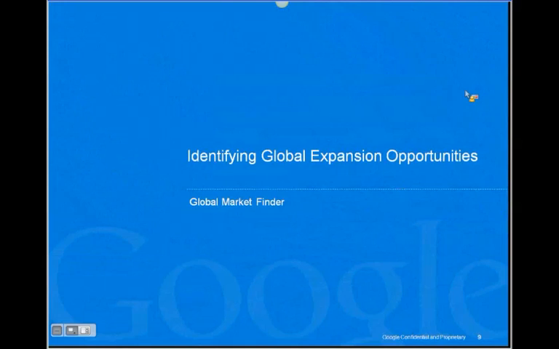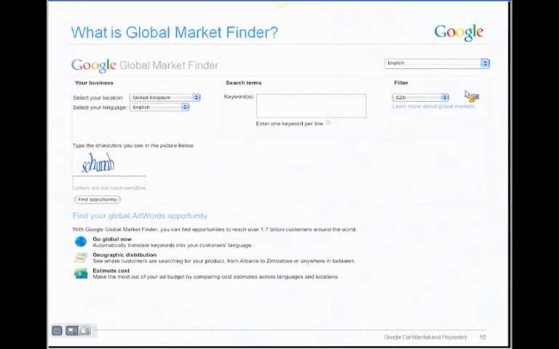Thanks, Sarah. Okay, so let's see how Global Market Finder can help you identify export opportunities. To help you identify export opportunities, Google have created a new tool called the Global Market Finder. This is a comprehensive online platform to help AdWords advertisers grow internationally. It includes case studies and available partnerships, as well as useful tools to get CPC estimates and calculate the overall cost of launching your business.